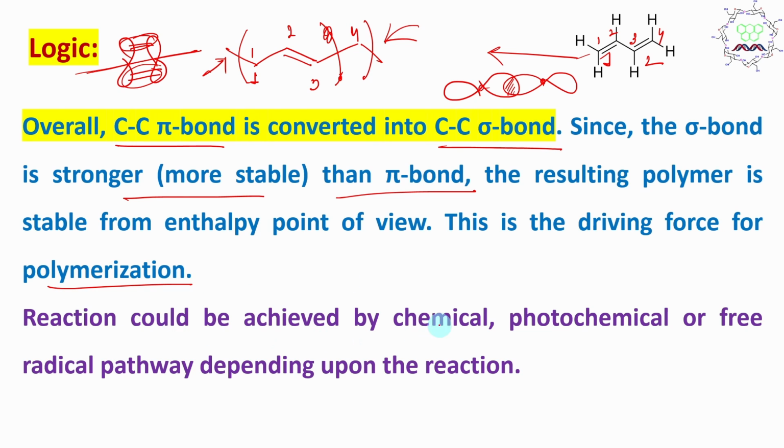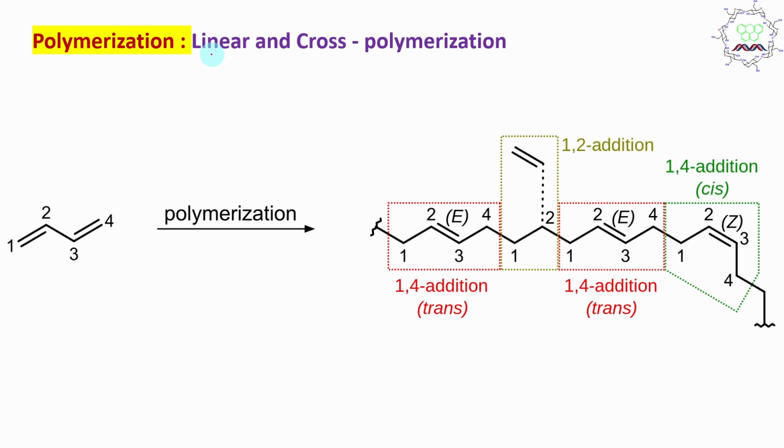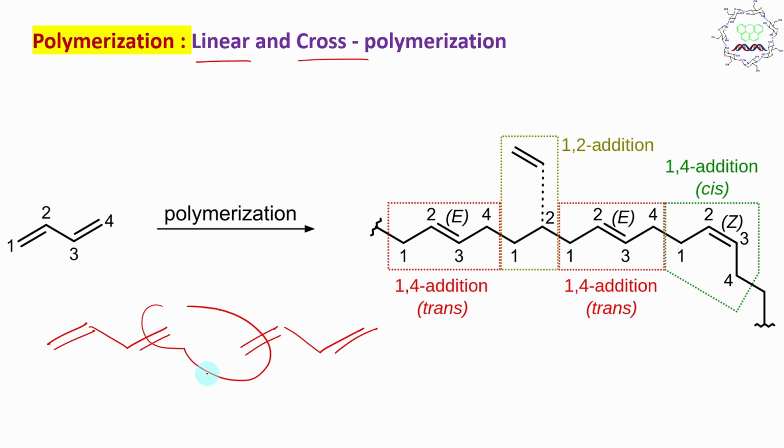And this polymerization could be achieved by chemical method, thermal method, photochemical method, or free radical pathway, depending on whatever condition you are employing for this reaction. Now let's go to some examples related to butadiene polymerization. First one, simple polymerization, linear and cross polymerization. As I told, using the same logic, two butadiene molecules reacting together, one butadiene, another butadiene. These two ends will be connected through a sigma bond. This side and this side, one pi bond will be broken. Again, on this side one sigma bond. So this side will not be reacting.